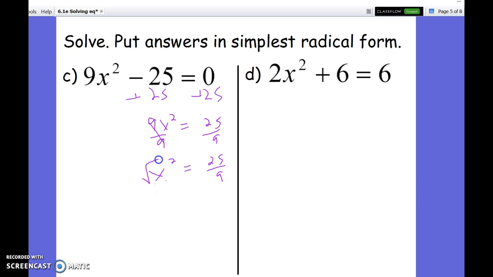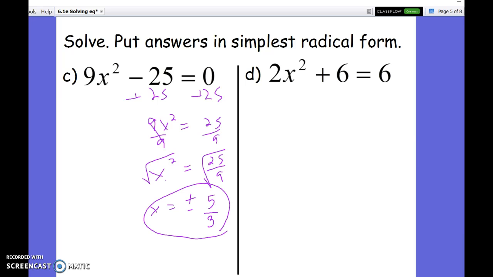Now x squared is by itself, so we're ready to take the square root of both sides. x is going to equal plus or minus. Always remember that plus or minus. The square root of 25 is just 5, and the square root of 9 is just 3. x equals plus or minus 5/3.